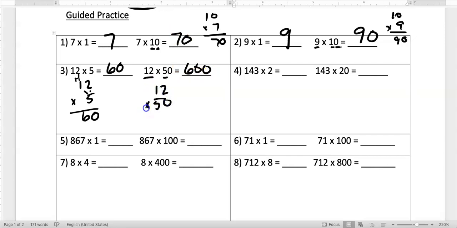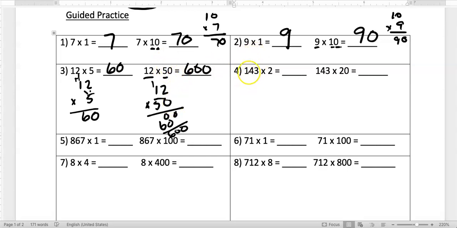Because if you didn't just add the 0, you would have to come and show your algorithm this way. So you would end up having to go through those steps. 2 times 0 is 0. 1 times 0 is 0. 10, right? These are more steps that you will have to go through to get that 600. We don't have to do that if we just add that 0.